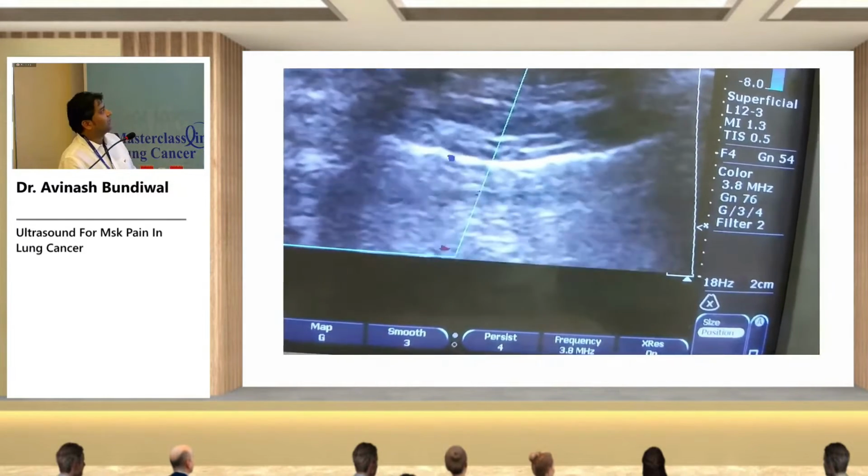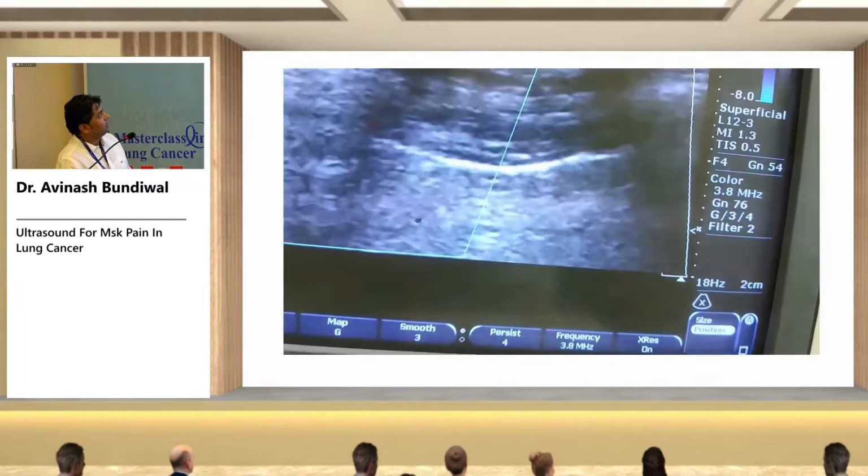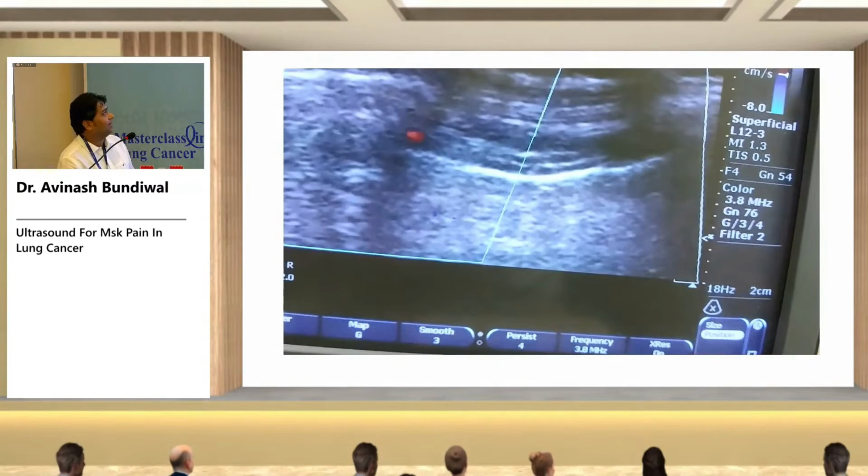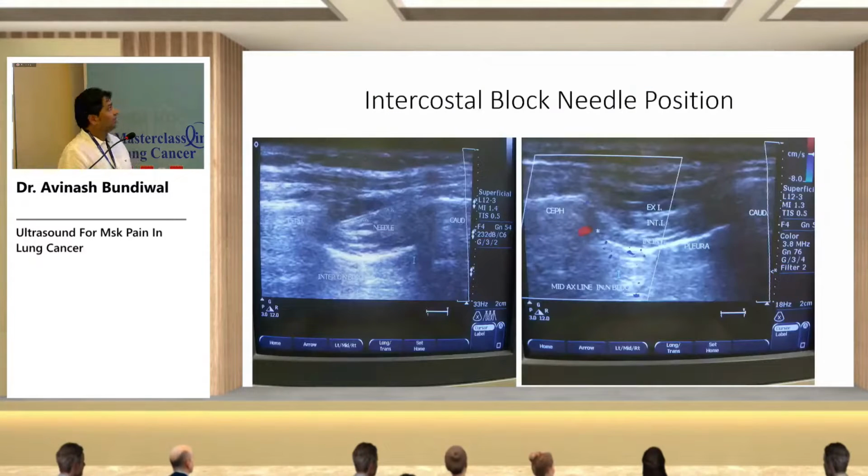This is again live. In this you can see here, this is your intercostal artery, so that you can identify the intercostal nerve. This is the needle position. So you can see, appreciate the needle. So we are coming from the caudal direction and this is our end point. So you can see this is the tip of the needle. Somewhere here we are supposed to inject the drug for intercostal nerve.